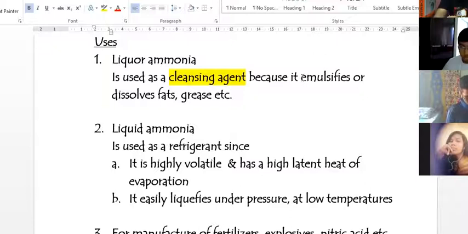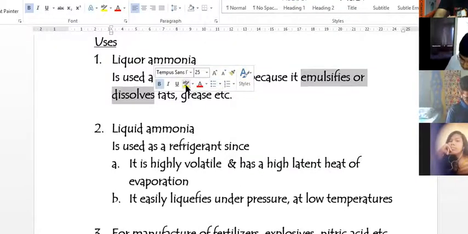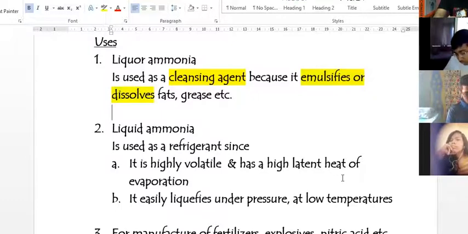So the term "emulsifies or dissolves fat" is very important. This is the key word when a give reason question comes: why do we use liquor ammonia to remove grease stains? That was the first use.